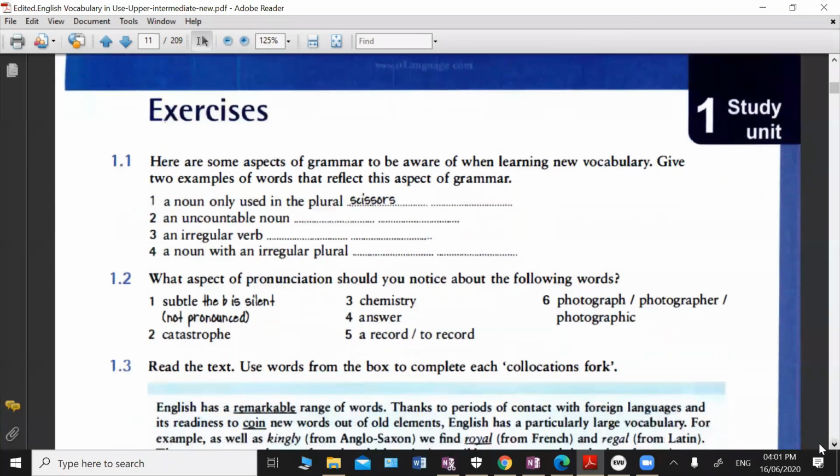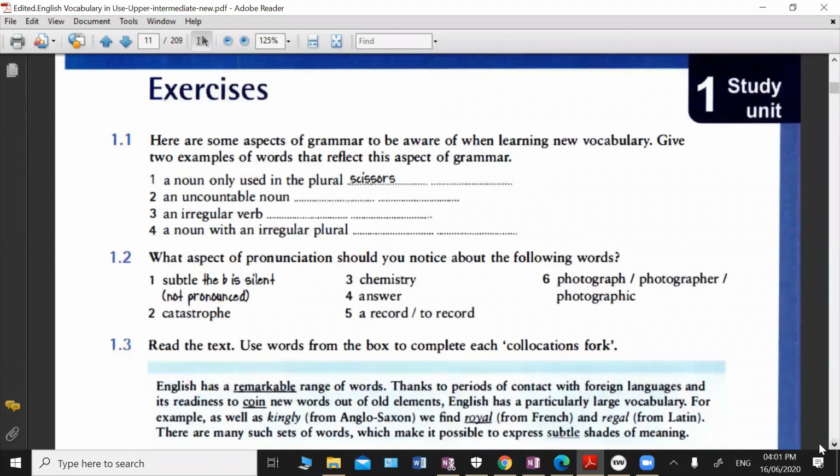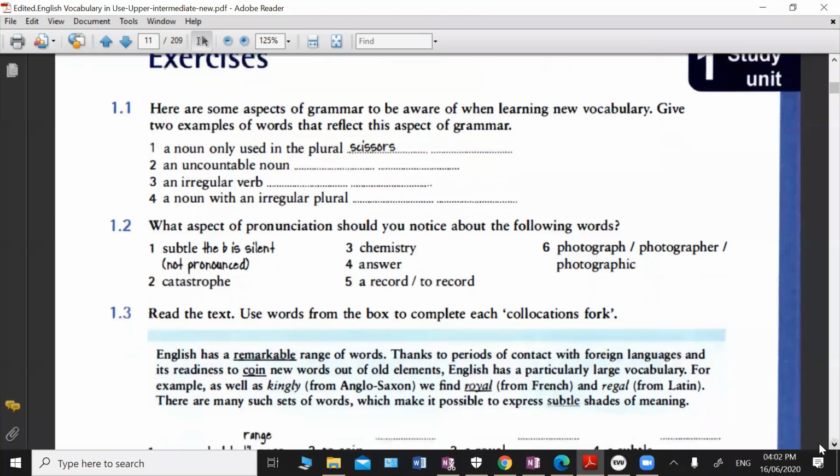Then we also today studied nouns which are used as plural. You should make a list of the nouns which are used as plural. You should also make a list of uncountable nouns. You can make a list of irregular verbs. You can make a list of nouns with an irregular plural, right? For example, tooth, teeth, foot, feet.